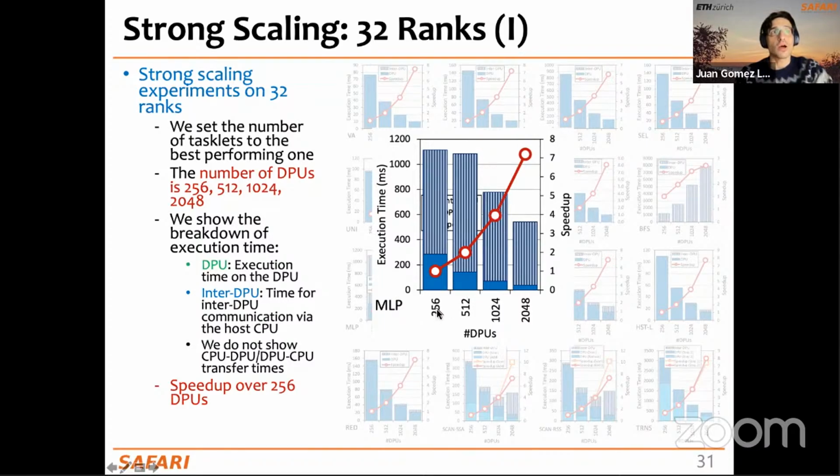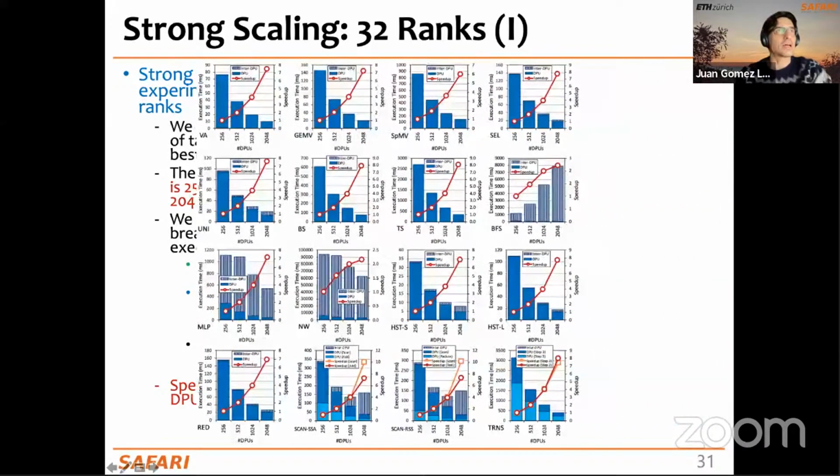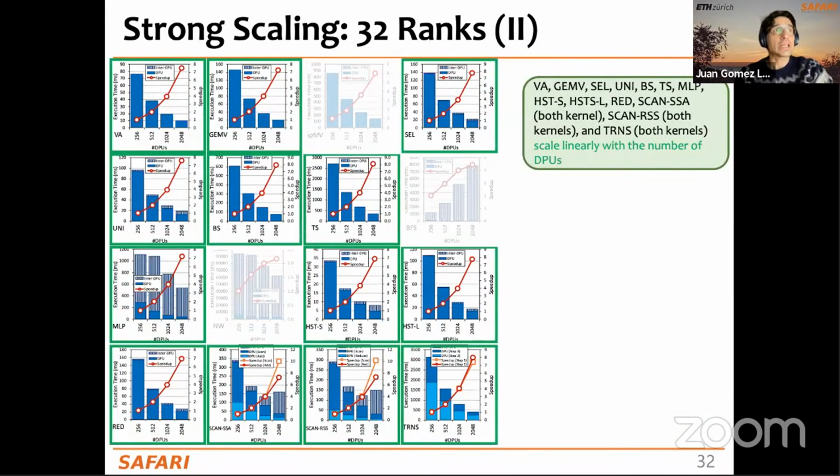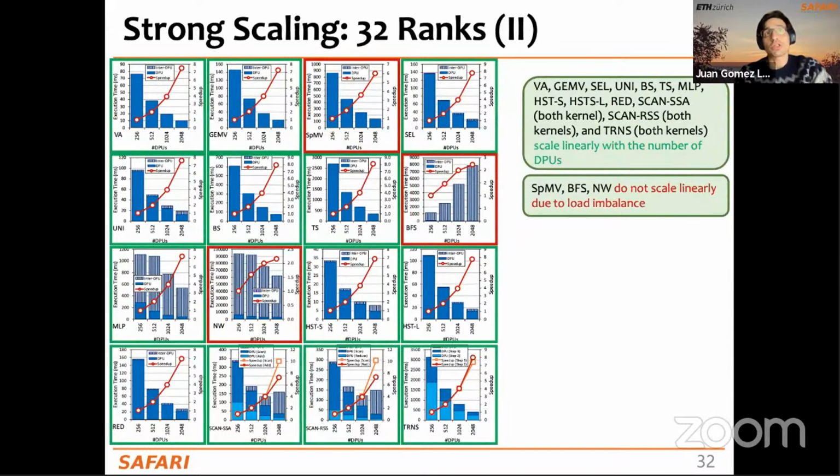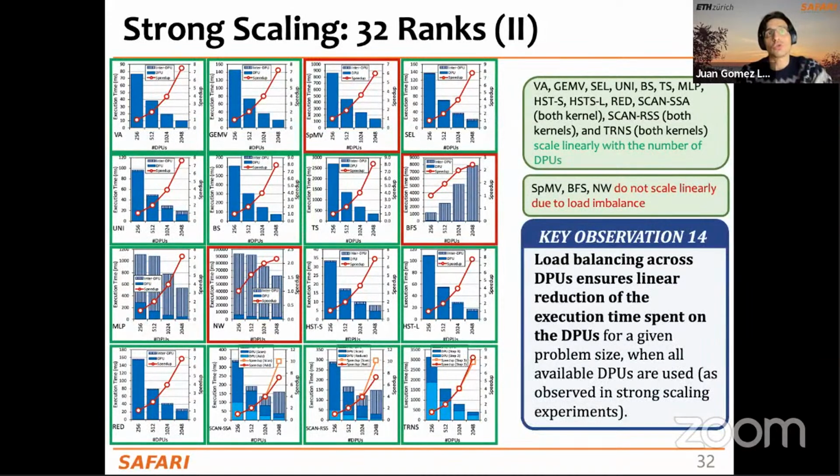So if we are multiplying the number of DPUs by 8, as we are doing from 256 to 2048, we would expect a speedup of around 8, right? To show nice linear scaling. And that's actually what happens in most of the workloads. As you can see, they scale linearly with the number of DPUs. In others, there is no linear scaling due to load imbalance, each of them with its own characteristics and particularities, but these three benchmarks don't scale so well.